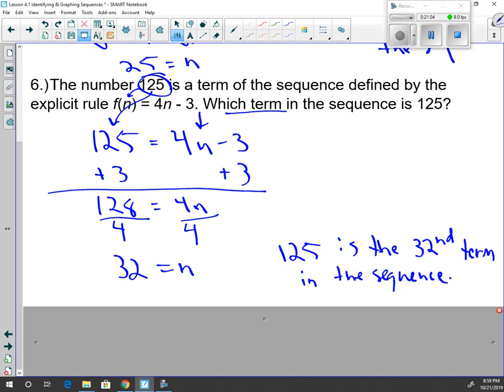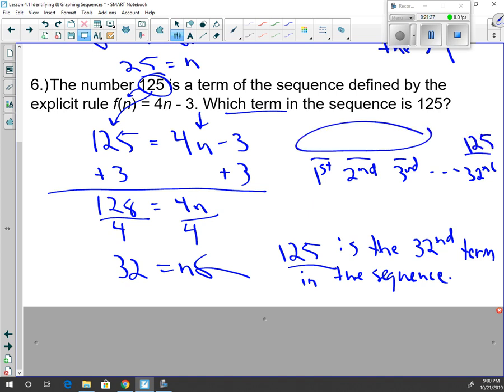What that means is that the 125 is the 32nd term in the sequence. So if we started out with the first term, second term, right? We don't know what those are. Third term, all the way up to 32nd term, we would know that that's 125. And we don't need to know any of the other previous terms. Okay. So that is what we're going to do with the explicit rule, okay?